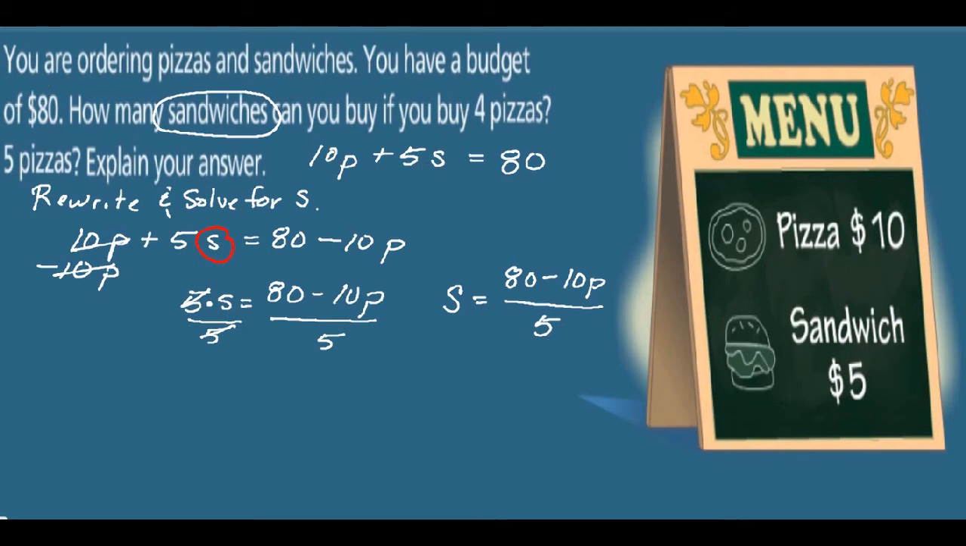So let's go ahead and start with the first part of the problem. They asked how many sandwiches can you buy if you buy 4 pizzas? How many sandwiches can you afford? So here's our formula. We're going to use S equals 80 minus 10p, all divided by 5. So I'm going to write down S is going to equal 80 minus 10 times the value of P. Well, P is for pizzas. All right, here P is going to be 4 pizzas.